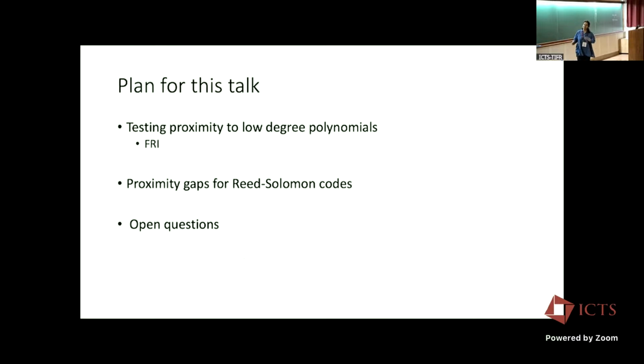Okay, so the plan for the talk is I'll tell you what the question is about: the proximity testing question for low-degree polynomials, and I'll talk about a specific protocol for it. The mathematically most interesting part of that is a very fundamental property that Reed-Solomon codes have. This is proximity gaps for Reed-Solomon codes. Most of the talk I'll be talking about that, and then we'll end with some open questions.